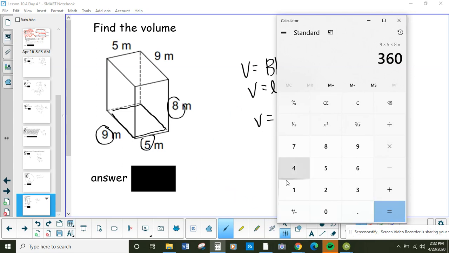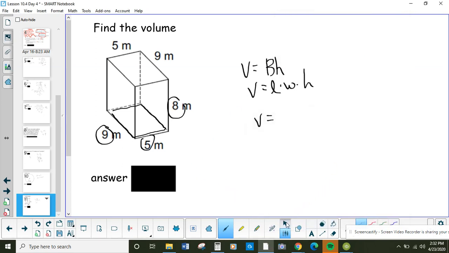360. 360 what, you guys? 360 meters cubed.